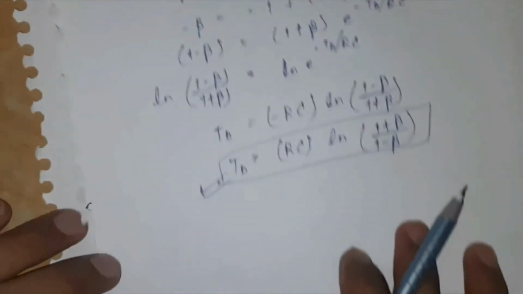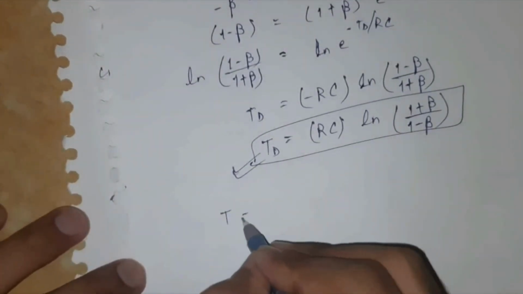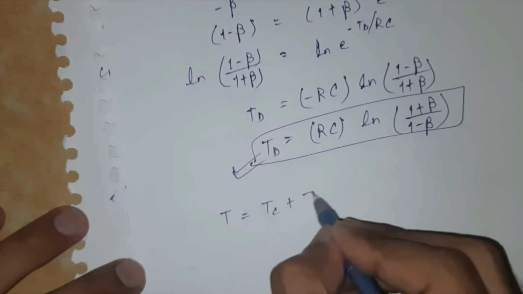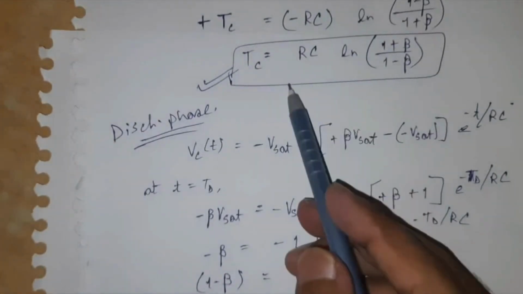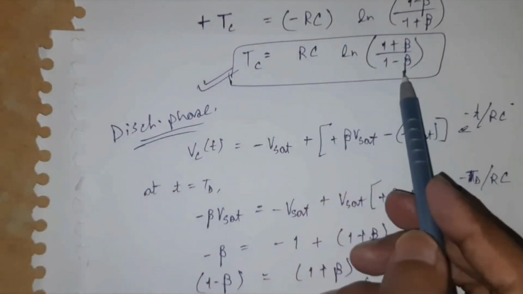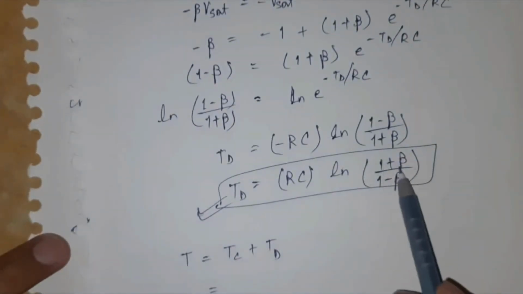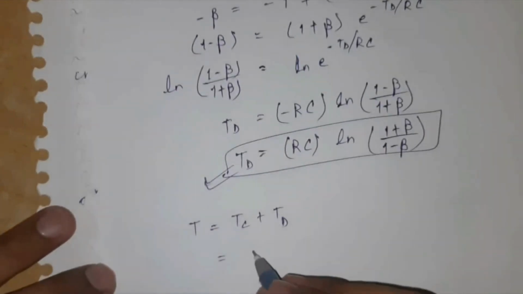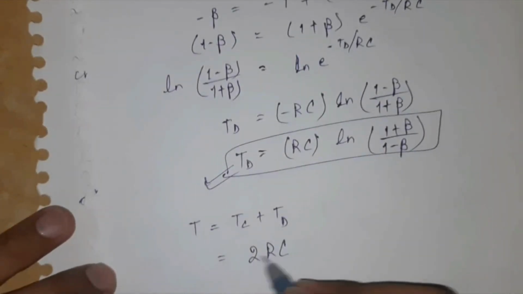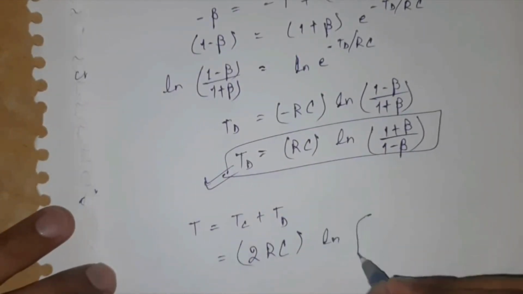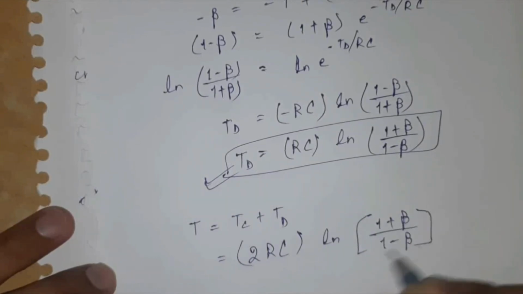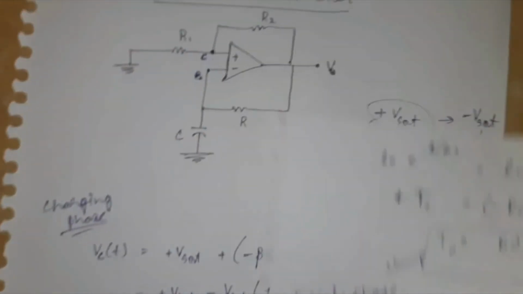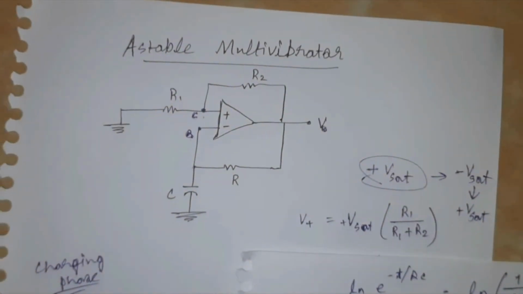So what is the total time taken in this? Tc plus Td, time of charge plus time of discharge. Since this is Rc ln some factor, the same factor is here, Rc ln. So we can say 2 times Rc natural log 1 plus beta upon 1 minus beta. So this completes the mathematical analysis for the astable multivibrator.